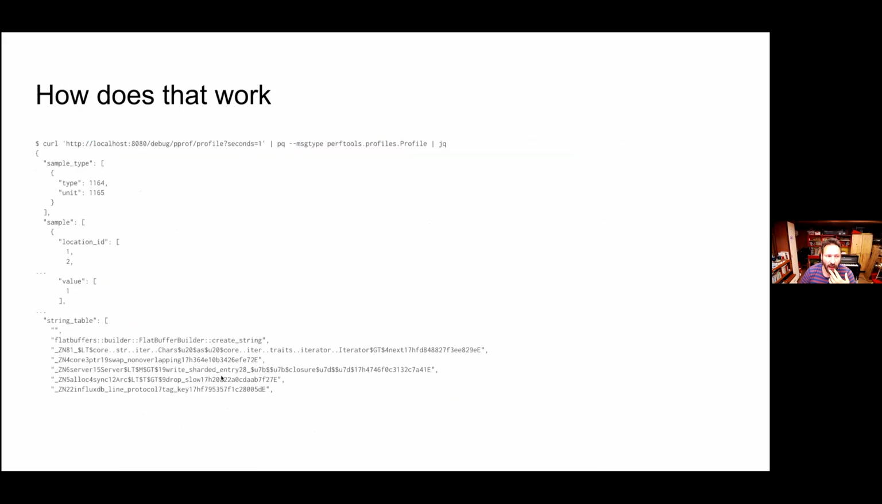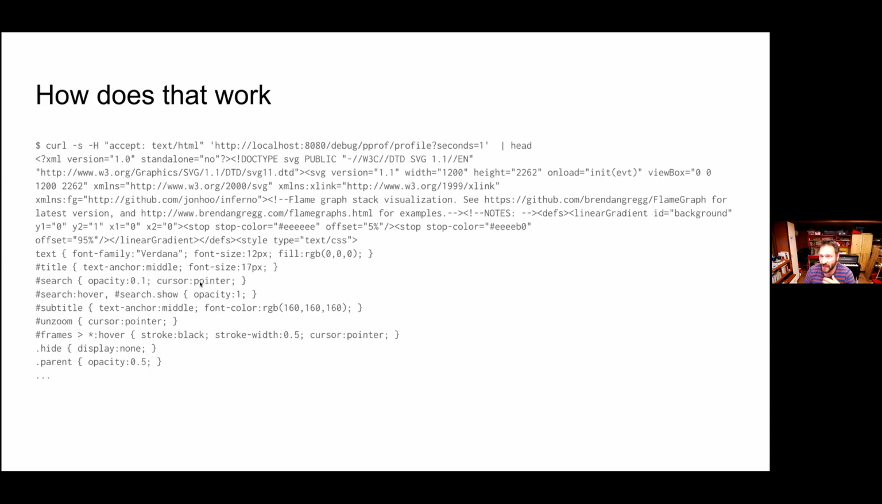Okay. So this is an example of the protobuf being decoded into JSON. You can see that this is just a bunch of samples. Each sample says this happened, and this is the backtrace, a bunch of function names, and a bunch of things, and as the SVG if you have the right headers.